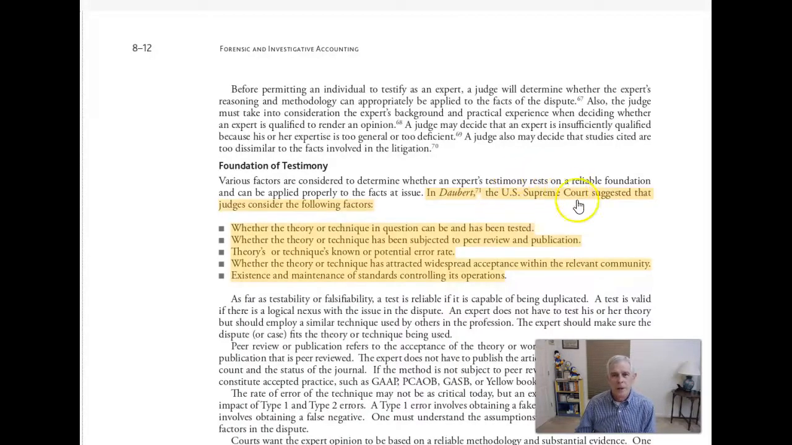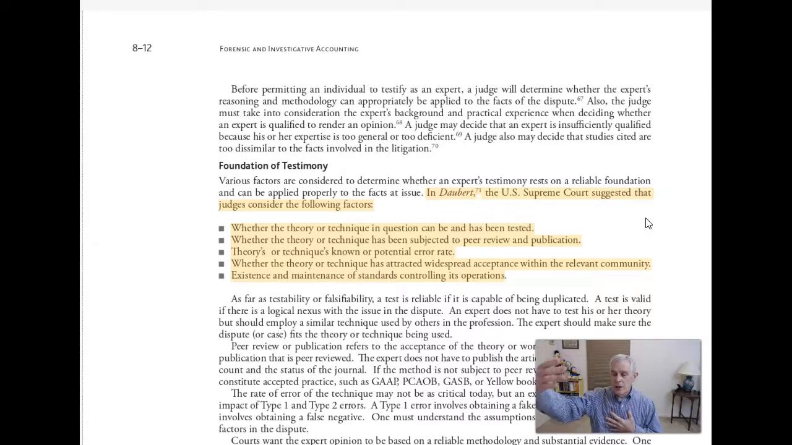Okay. Now, under Daubert, the Supreme Court, with those two cases, came up with the following factors. Make sure you know these. First, whether the theory or technique in question can be and has been tested. So you just can't make up your own theory or techniques. They have to be acceptable, right? The second one relates to that: whether the theory or technique has been subjected to peer review and publication.